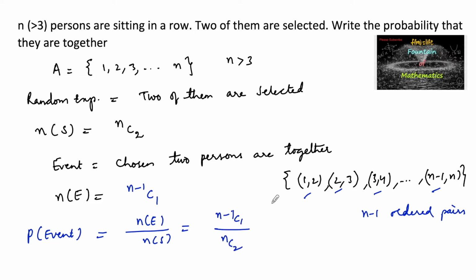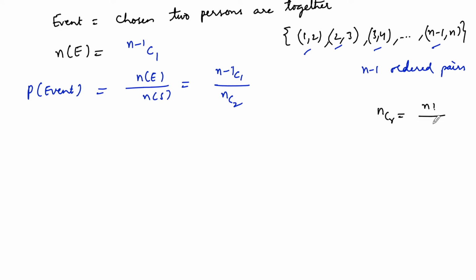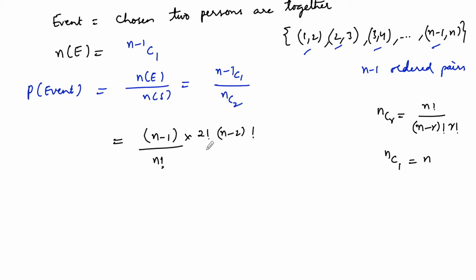Let us simplify by using the nCr formula. Since we know that nCr is equal to n factorial by (n minus r) factorial into r factorial, and also we know nC1 is equal to n. So we can write (n minus 1)C1 is nothing but n minus 1, divided by nC2, which we can write as n factorial in the numerator, over 2 factorial into (n minus 2) factorial.